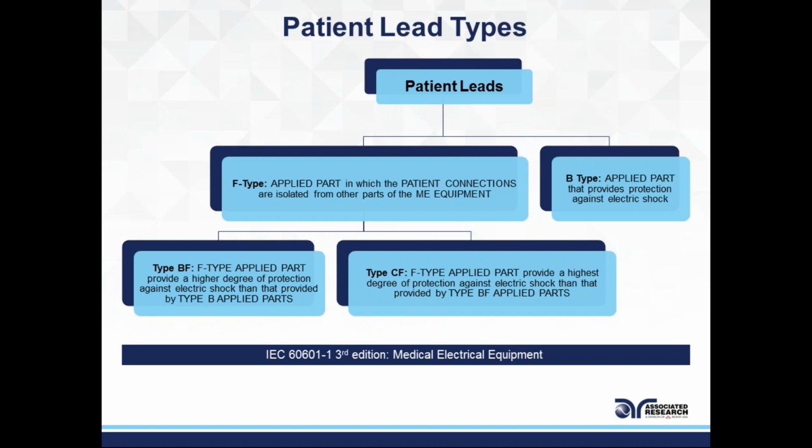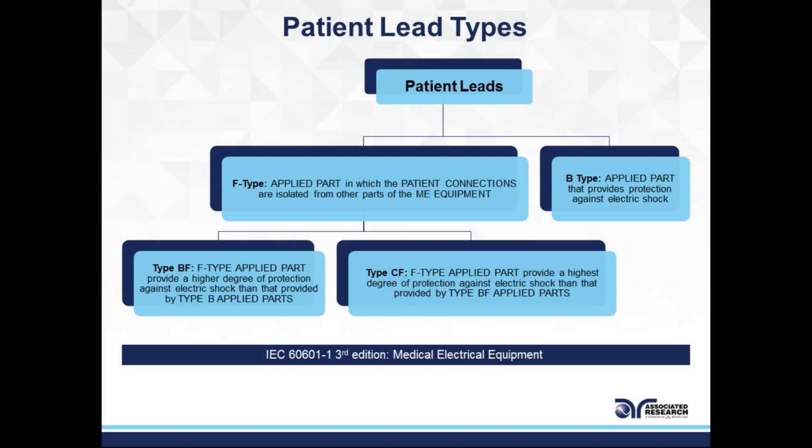So initially we talked about how type B is just referencing to ground to provide one layer of protection. Type BF is floating, plus it's providing an extra layer of protection to ground. And then type CF. CF type products provide the highest degree of protection against electrical shock. These types of parts usually come in direct contact with your tissues, blood vessels, or muscles inside your body, where the cardiac system is in direct contact with electrical signal.